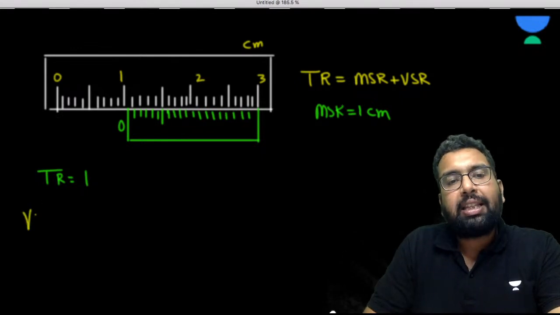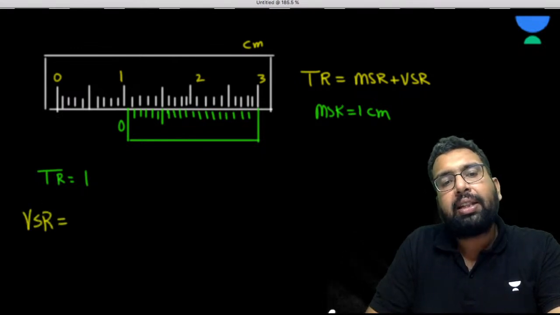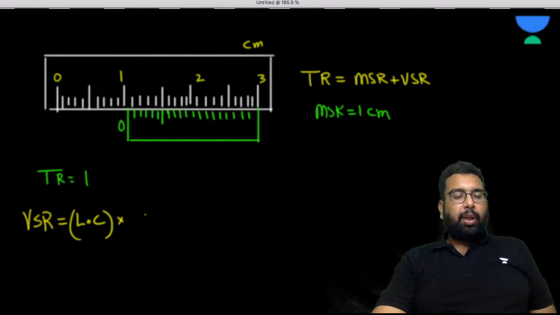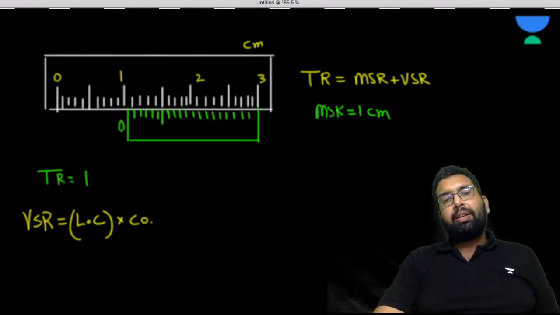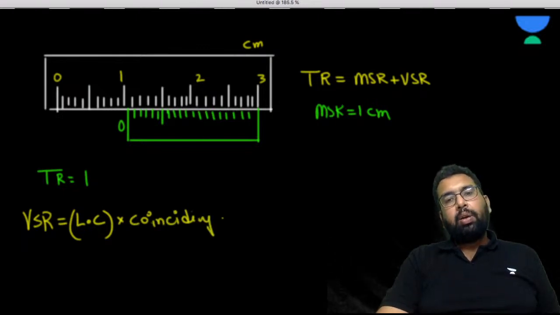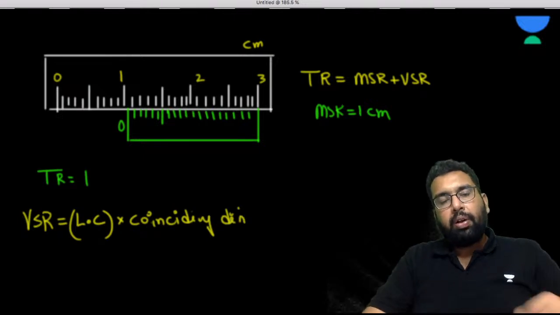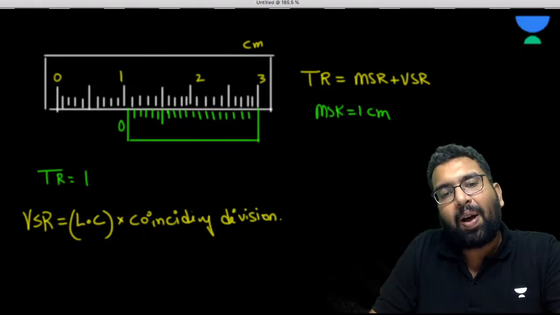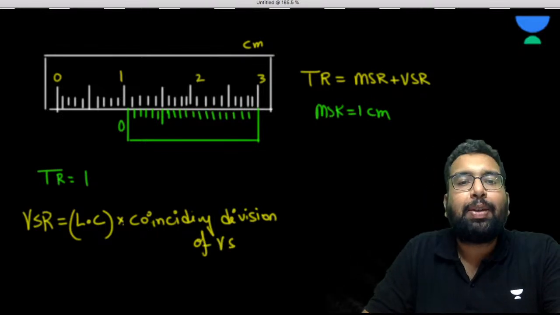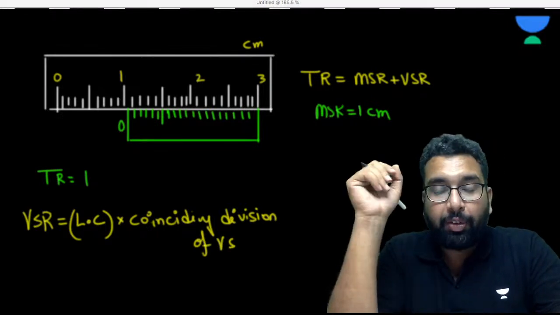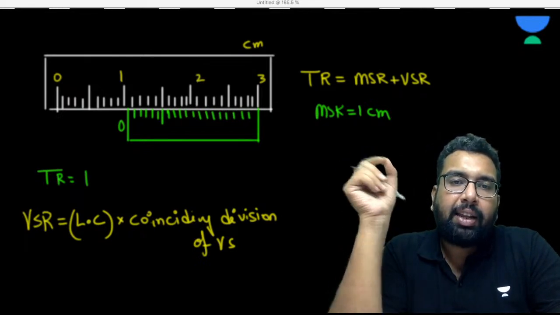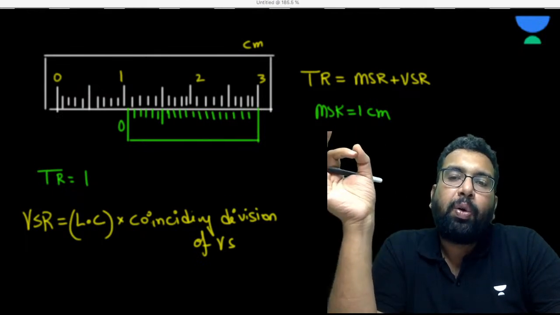VSR, that is the Vernier scale reading, is the least count into the coinciding division of the Vernier scale, as we have already learned. When you do it practically, you will get it more correctly. But from the figure I have made, the main scale reading is clearly 1, because 1 is just before 0.